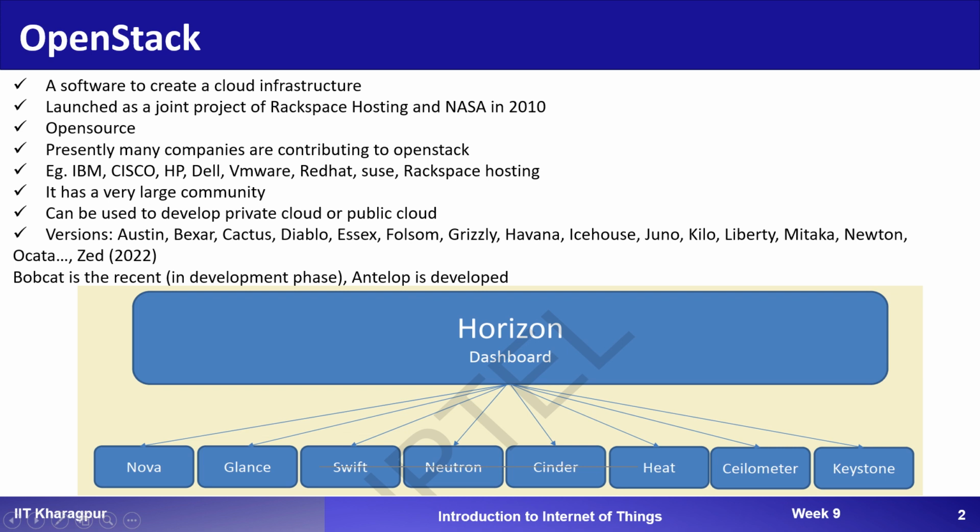In this figure, various components of OpenStack are shown, such as Horizon, which is the dashboard, then Nova, Glance, Swift, Neutron, Cinder, Heat, Ceilometer and Keystone. Now we will discuss these components one by one.